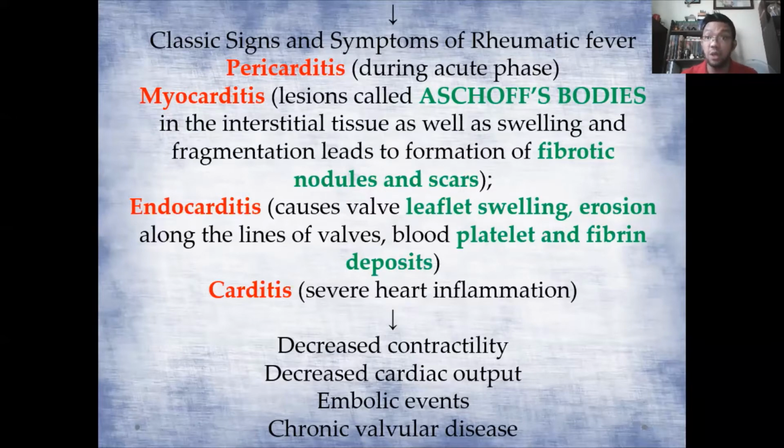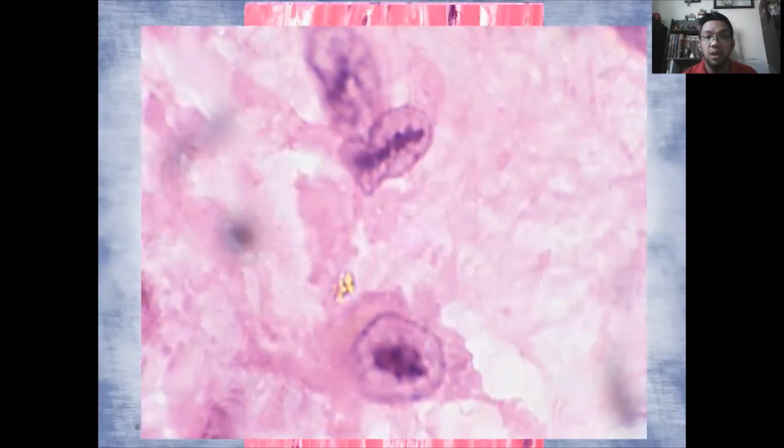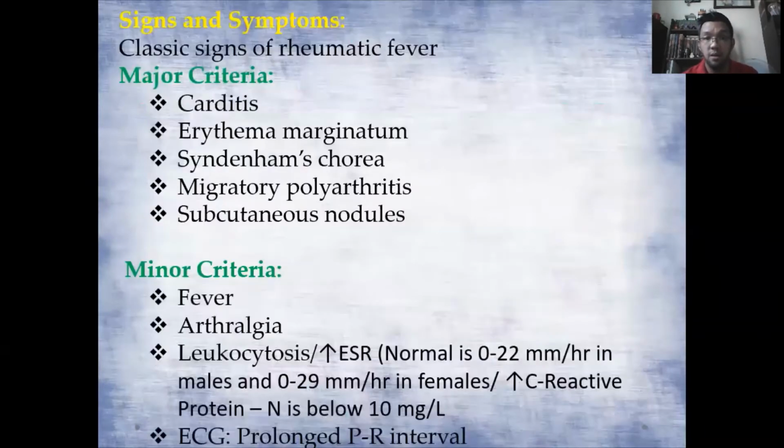This is critical since embolic events can lead later on to myocardial infarction and chronic valvular disease. That was the previous topic that we've talked about. These are the cardiac tissues or cardiac muscle that is involved. As you can see here, this is the normal one, but this one has scarring of the myocardium. If the myocardium is scarred, it will have a hard time pumping blood out of the heart.